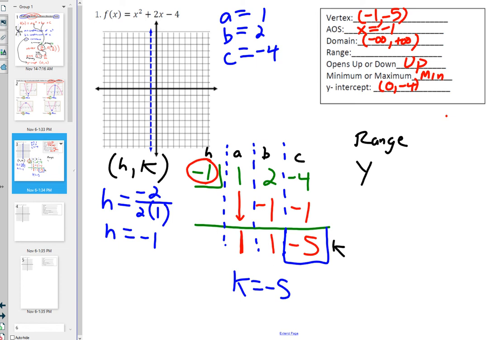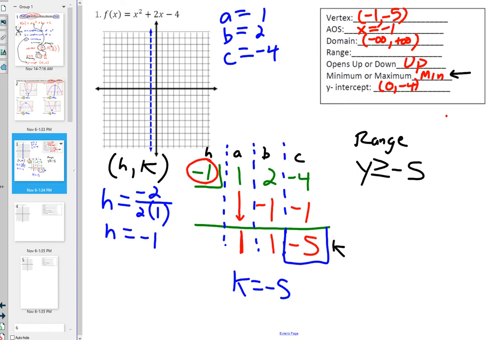So range has to do with y. On the other side, I'm going to put the k, whatever I got for k. And in between, it's either going to be a less than or equal to or a greater than or equal to. If the vertex is at the bottom of the graph, where are the rest of the y's on the graph? Top, above it. So this is going to be y greater than or equal to -5.